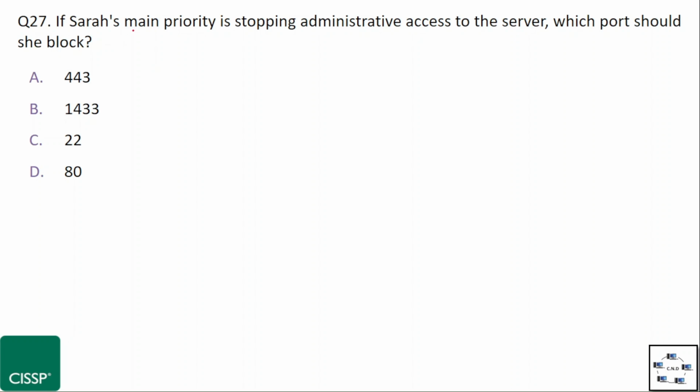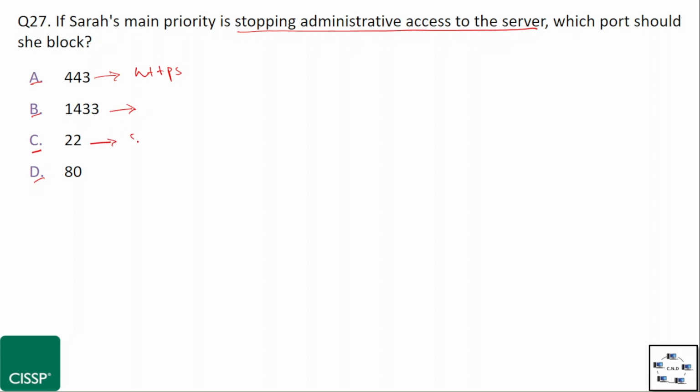Question number 27. If Sarah's main priority is stopping administrative access to the server, which port should she block? The options are: option A, 443; option B, 1433; option C, 22; and option D, 80. Port 443 is basically HTTPS, and this is for web services. This is not typically used for administration. 1433, I don't know, I think this is a made up port. No specific service runs on this port as per my knowledge.